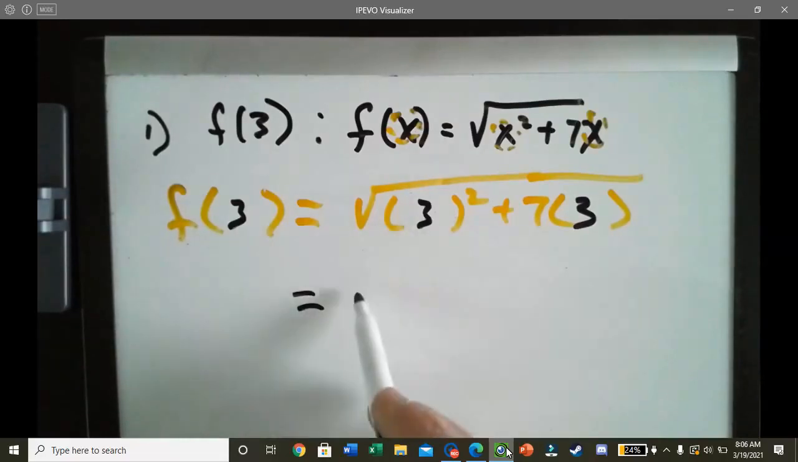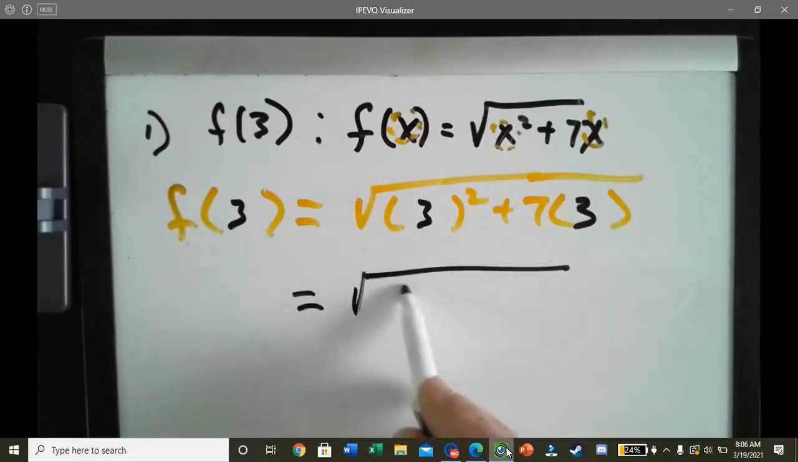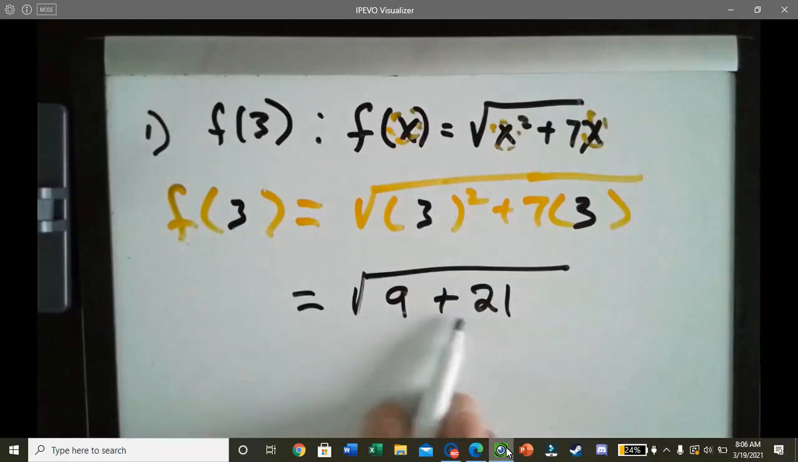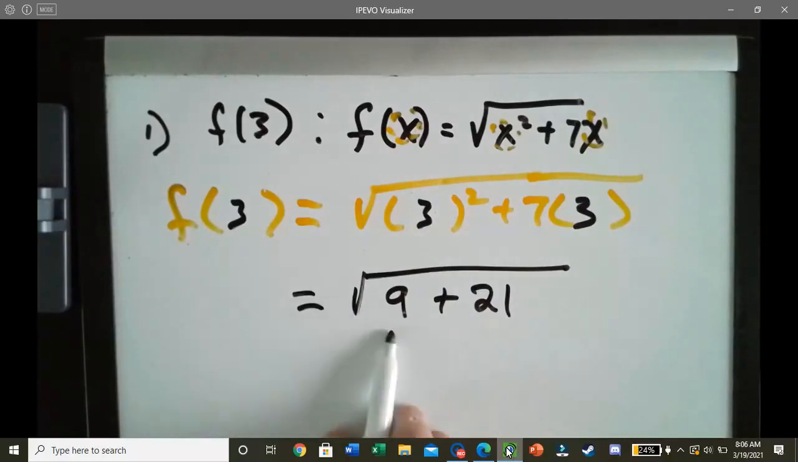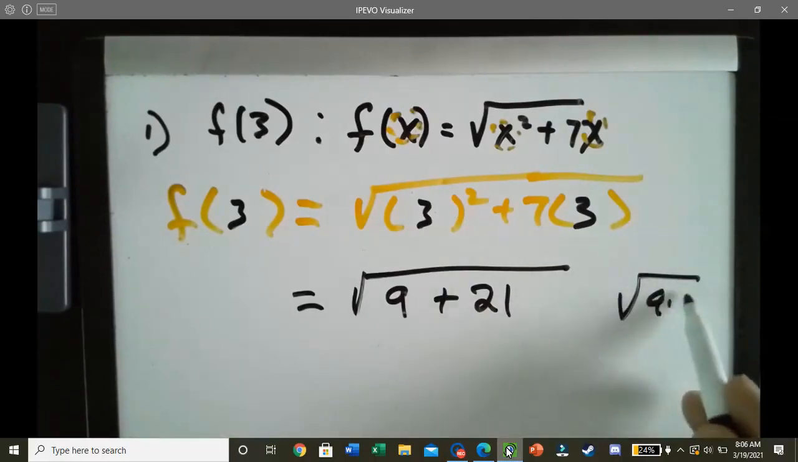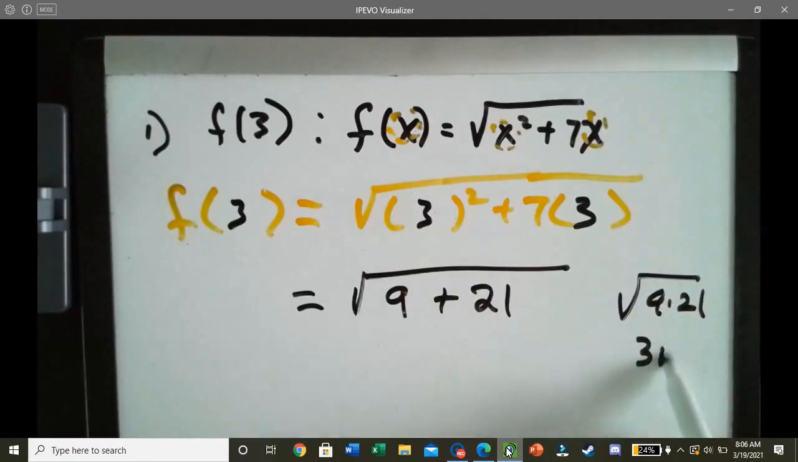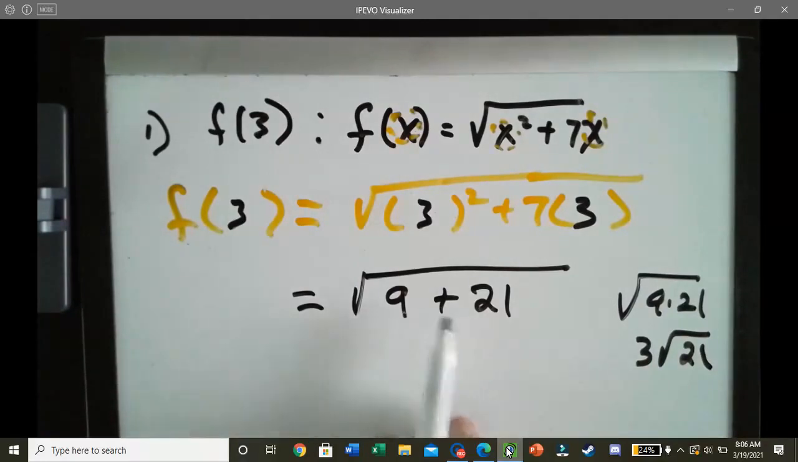Square the 3, right? And that becomes a 9. Plus 7 times 3 is 21. But we can't take the square root of 9 because of the plus. If this is 9 times 21, if it was like this, 9 times 21, we could say, all right, square root of 9 is 3. And so that's 3 square root 21. But we can't do that when there's a plus because it's like the order of operations. You have to simplify inside the parentheses.